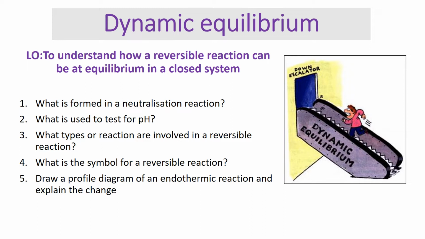But to start with, I want you to try and answer for me these 5 starter questions. So write down the answers for these 5 starter questions. 1, what is formed in a neutralization reaction? 2, what is used to test for pH? 3, what types of reaction are involved in a reversible reaction? 4, what is the symbol for a reversible reaction? And 5, draw a profile diagram of an endothermic reaction and explain the change. So pause the video now, please, and have a go at answering those questions.